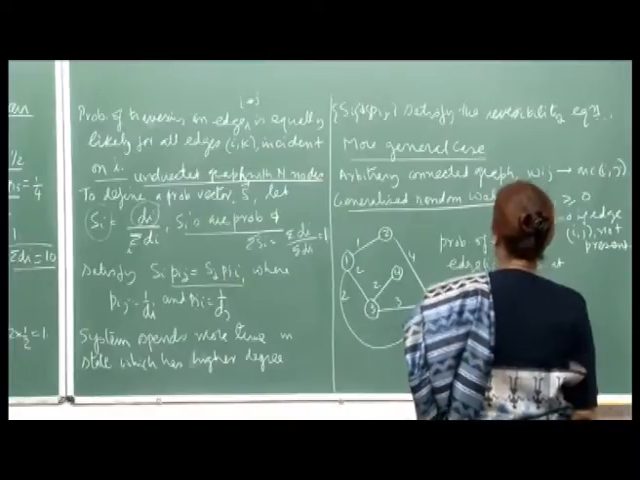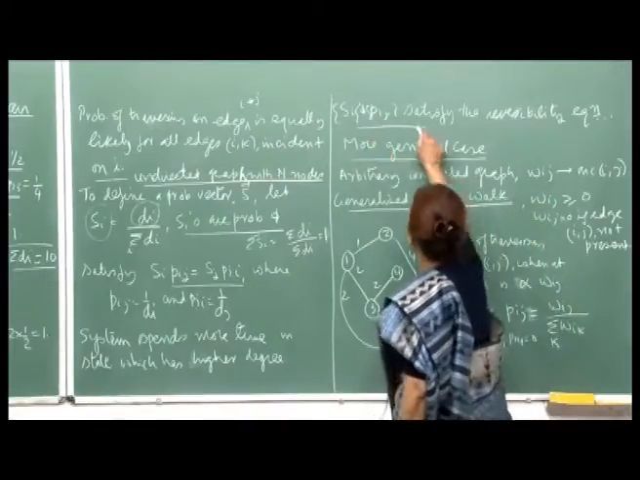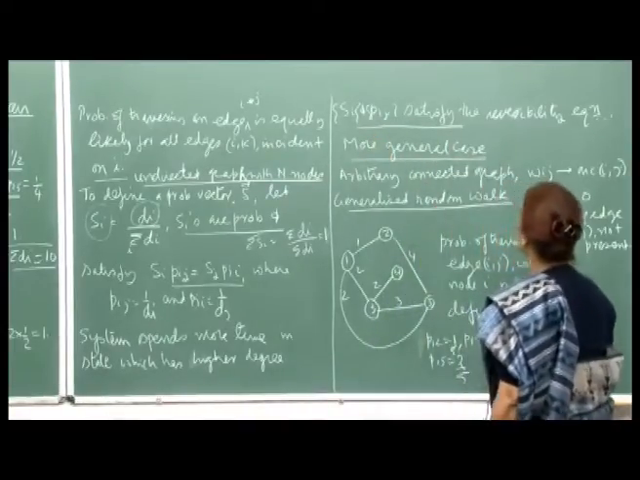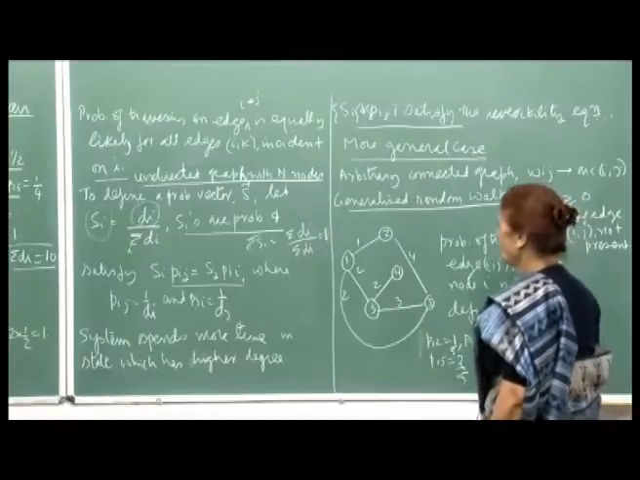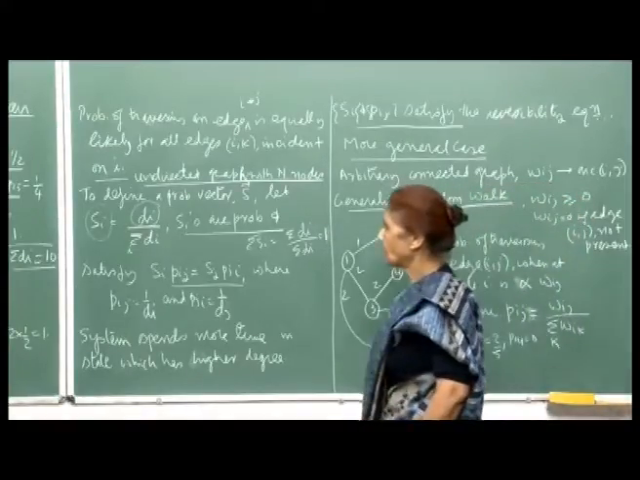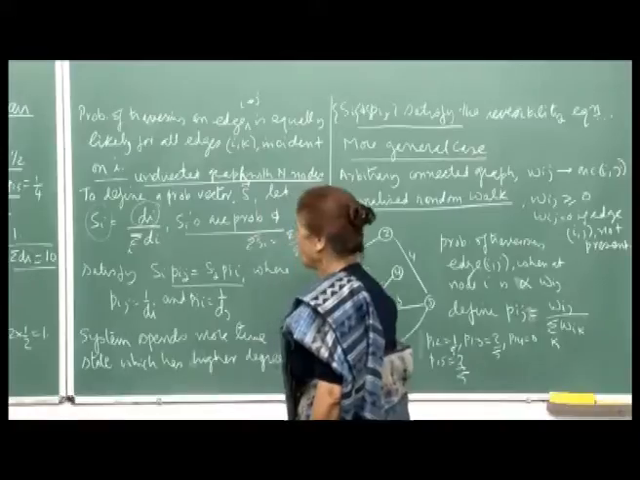So, this is finally our conclusion, that the S i's and p i j's satisfy the reversibility equation, and so the S i's must be the stationary probability vector.